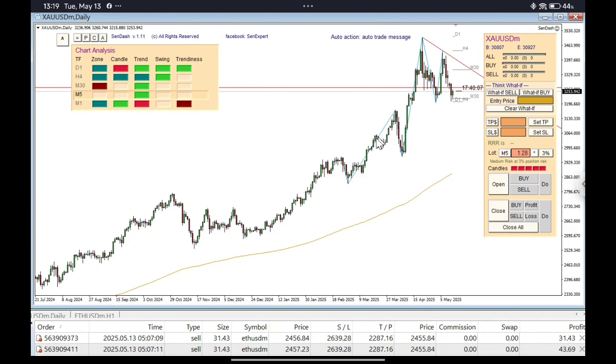This chart is gold XAU USD, time frame day. SenDash finds the peak and trough and looks back for 6 sets of peak and trough. Now we can see in the chart analysis that day 1 is uptrend, H4 is uptrend, 30 minutes time frame is an uptrend, 5 minutes is uptrend, but 1 minute time frame is downtrend. So this is by peak and trough.